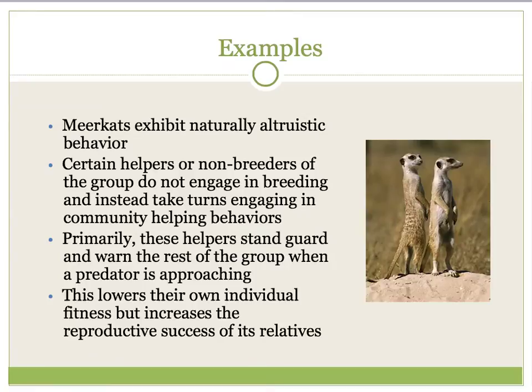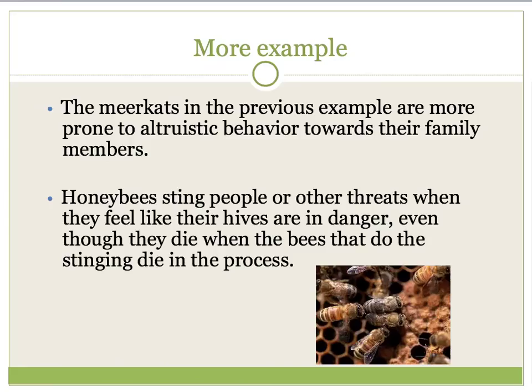Certain helpers or non-breeders in the group do not engage in breeding and instead take turns engaging in community-helping behaviors. Primarily, these helpers are there to stand guard and warn the rest of the group when a predator is approaching. Even though this lowers their own individual fitness, it increases the reproductive success of its relatives. The meerkats in the previous example are more prone to altruistic behavior towards their family members.